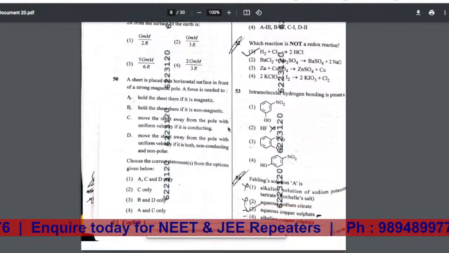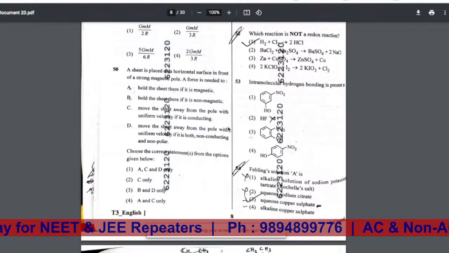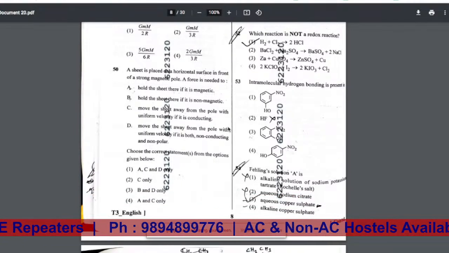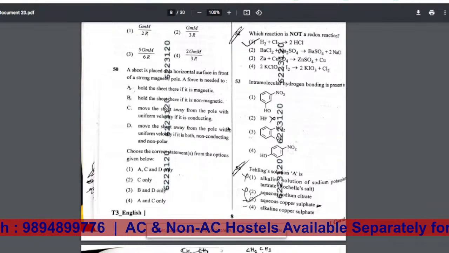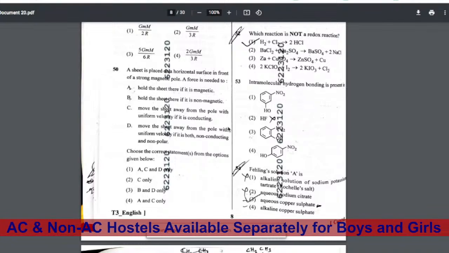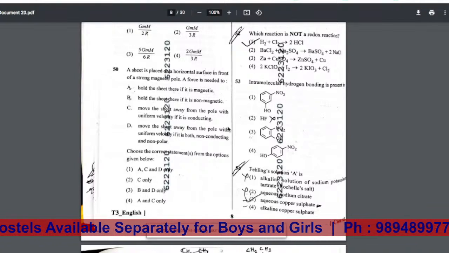Okay. Now question number 54. Solution A is aqueous copper sulfate solution, which is blue color. So the correct answer is the third option.